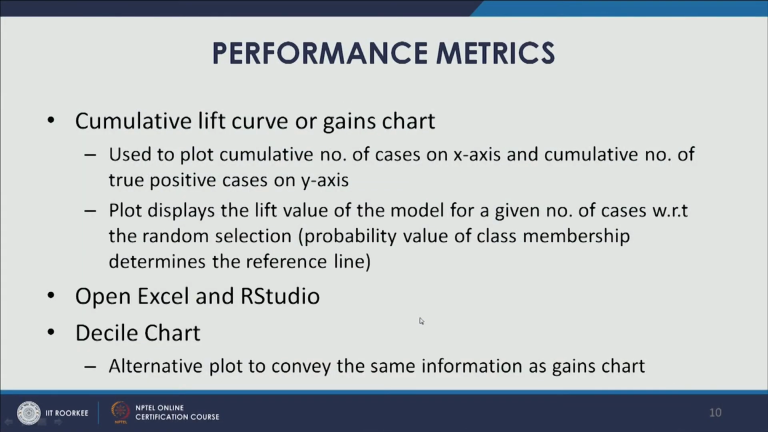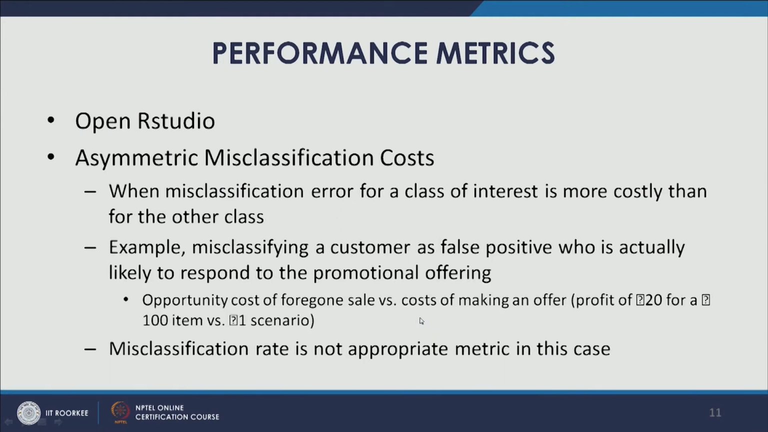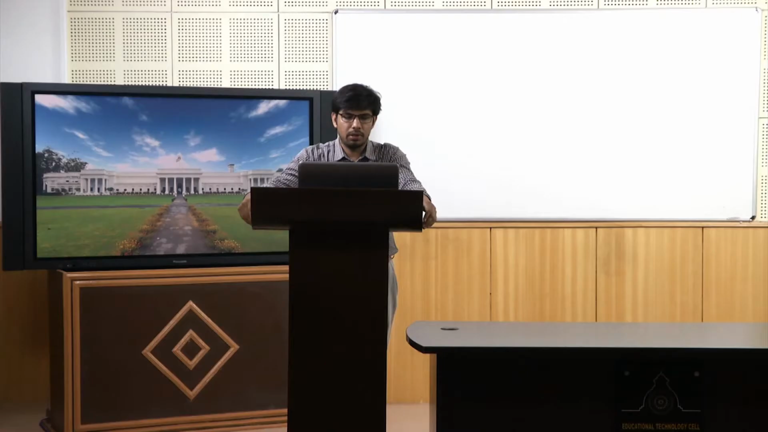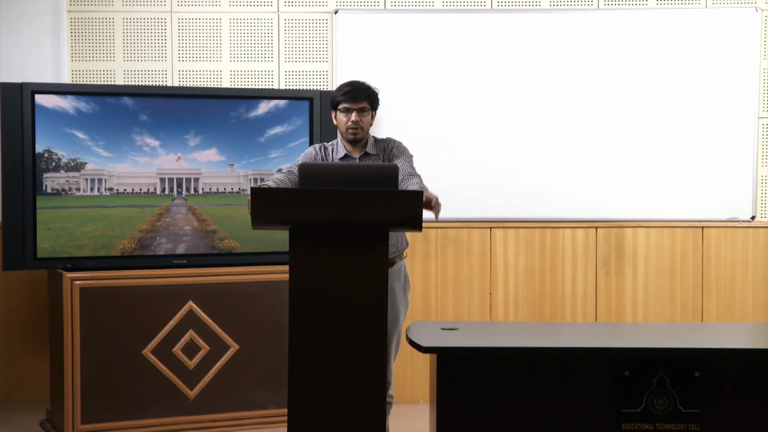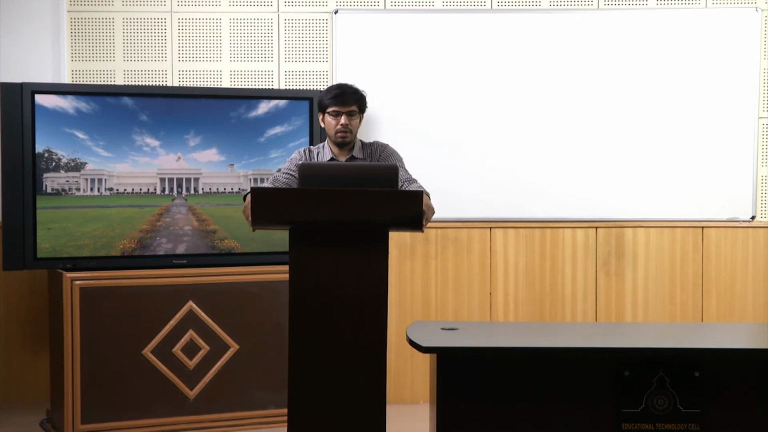Okay, so let's go back to our discussion on performance metrics. The next particular concept that we are going to talk about is asymmetric misclassification cost. We talked about when we would require to change the cutoff value, and we talked about different scenarios, when we have a particular class of interest. Then another scenario being that when asymmetric classification costs are involved.